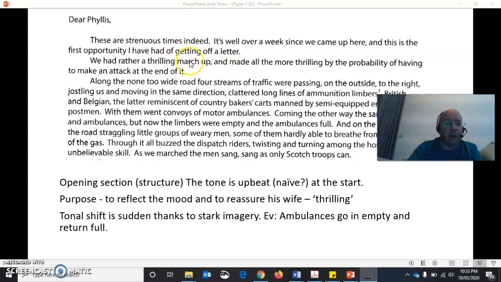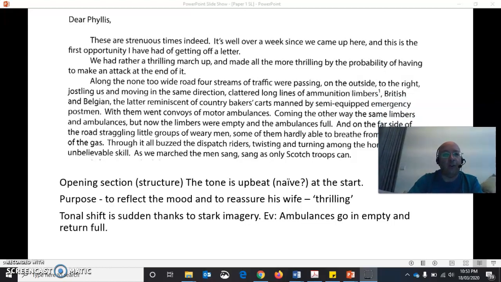We had a thrilling march. Assuming thrilling has a similar meaning to what it does now, it seems an unusual type of word to be using here. But at the end of the sentence, there's a certain kind of fatalistic irony here. All the more thrilling by the probability of having to make an attack. Immediately signals that there is a dangerous element to this and a kind of more ominous tone.